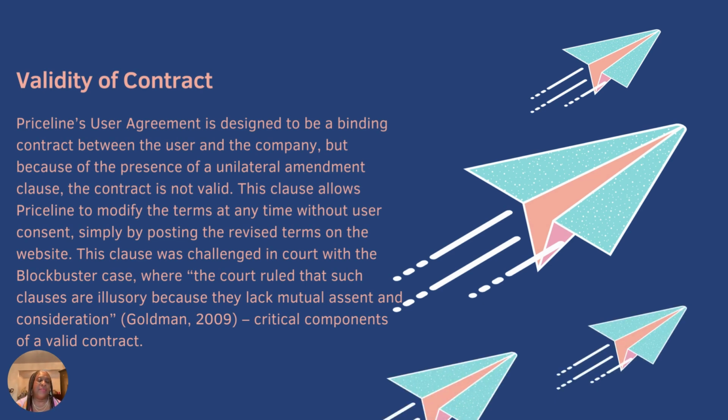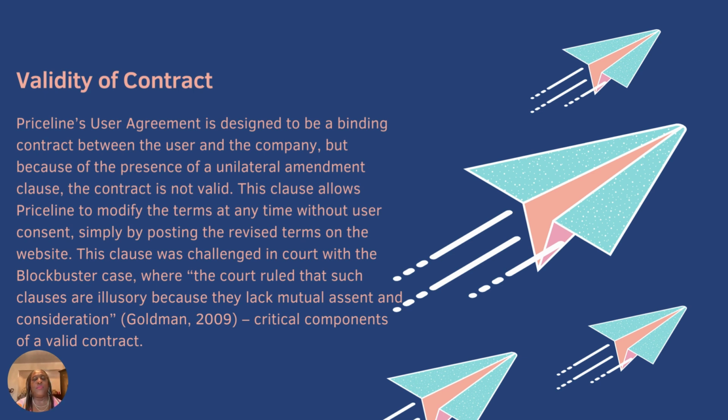Now, let's look at the validity of the contract. Priceline's user agreement is designed to be a binding contract between the user and the company. But because of the presence of a unilateral amendment clause, the contract is not valid. This clause allows Priceline to modify the terms at any time without user consent, simply by posting the revised terms on the website. This clause was challenged in court with the Blockbuster case, where the court ruled that such clauses are illusory because they lack mutual assent, consent, crucial components of a valid contract.